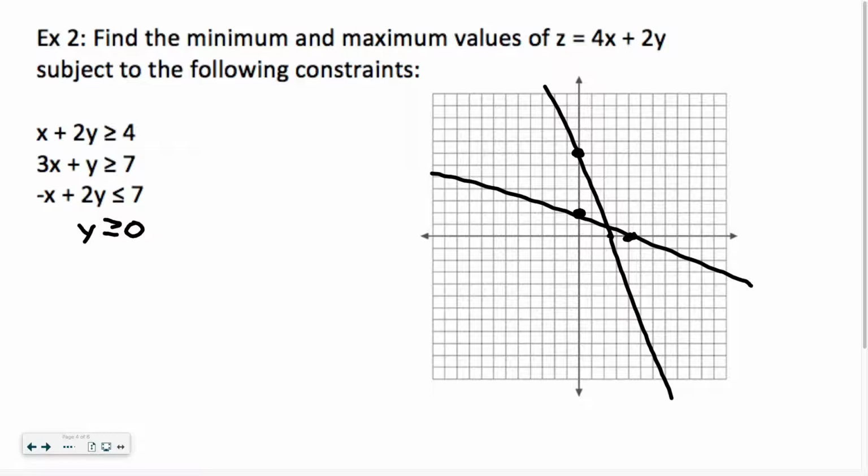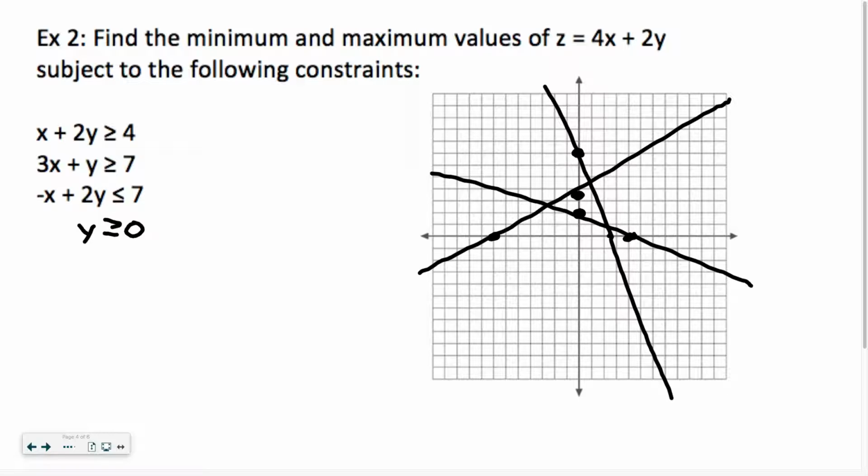Next one, x-intercept at -7, y-intercept at 7/2, which is 3.5. Solid line. Shade above or below? Below. If you test 0, 0 on this one, is 0 less than 7? Sure enough. So now I'm shading kind of like over here on the right side, in this area right here.